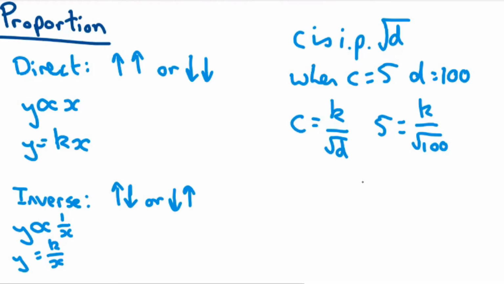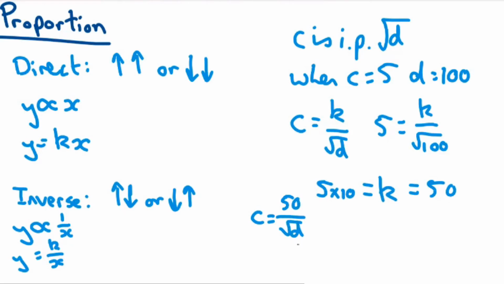To get K on its own, it's currently being divided by the 10. You want to move that away. If it's going over the equal sign, the sign will change. If it's divided by 10 on the right, it'll become times 10 on the left. So that will become 5 times 10. So K is 50. Therefore, we have that C equals 50 over root D. Now that we have this, we can plug in values that it gives us. So let's say they then asked, what happens when D is 25?